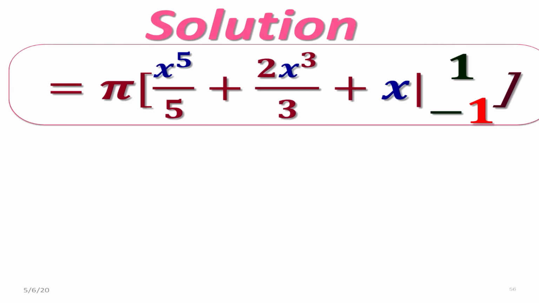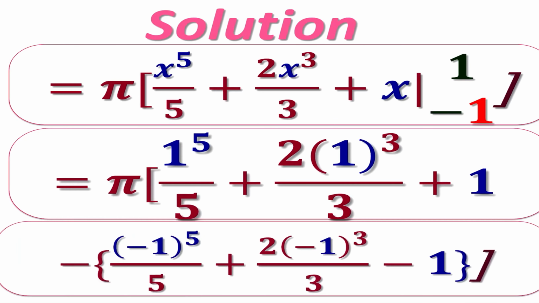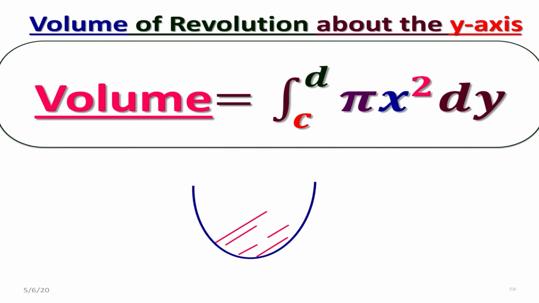And now we are going to use the limits of integration to evaluate this. Remember, first of all, we are going to plug in 1, the upper limit, instead of x everywhere x appears. And we want to subtract -1 plugged in instead of x into the function. So it evaluates to 56/15 pi unit cubed, since we are looking for the volume.